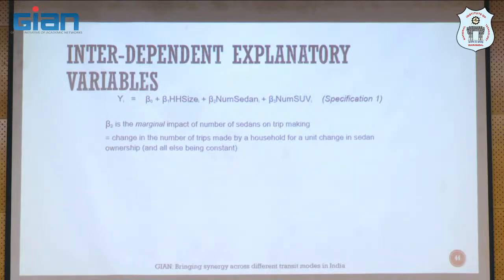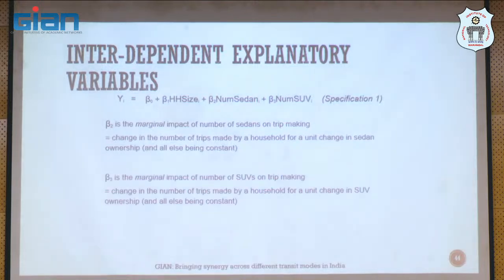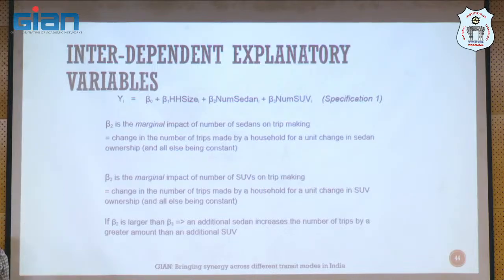In this case, similar to number of cars, right? One additional sedan. What is the impact of one additional sedan on trip making, right? So if number of sedans increase by one, the demand or number of trips increase by beta 2. Same thing for SUV. Okay. So now, if beta 2 is larger, what does that tell you? That tells you that sedans increase trips more than SUVs.